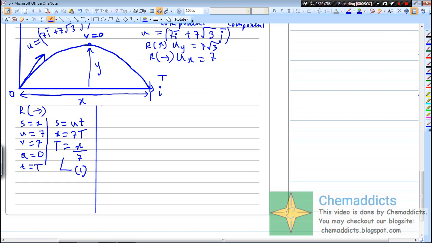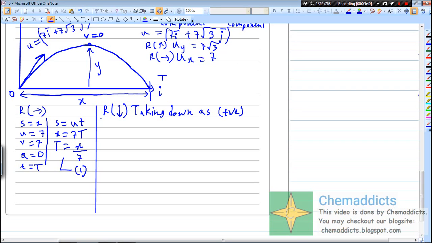Now let us resolve vertically. Since there are two directions in the vertical direction, one upward and another downward, we need to take either upward as positive or downward as positive. It's up to you. Here we're going to take downward as positive.